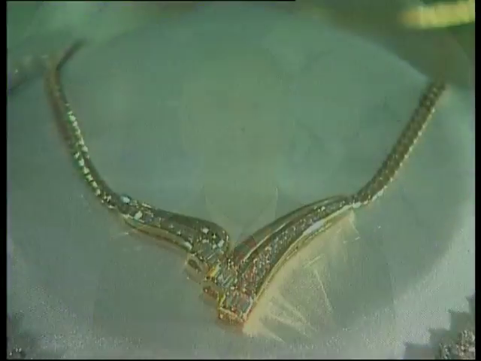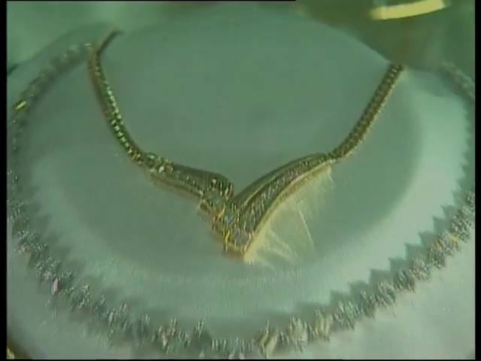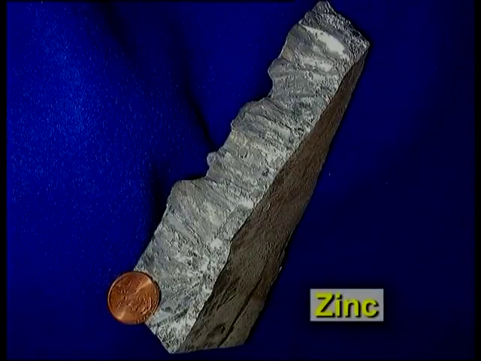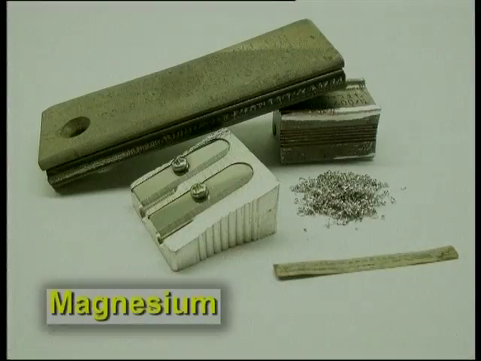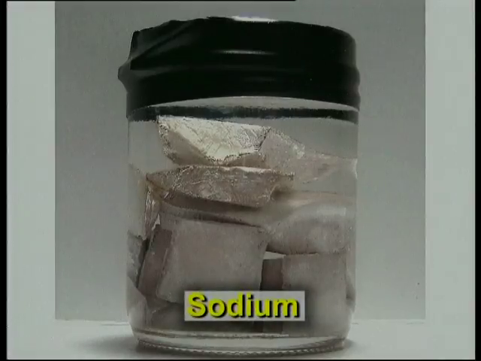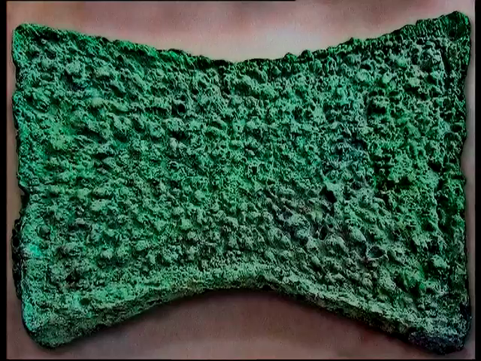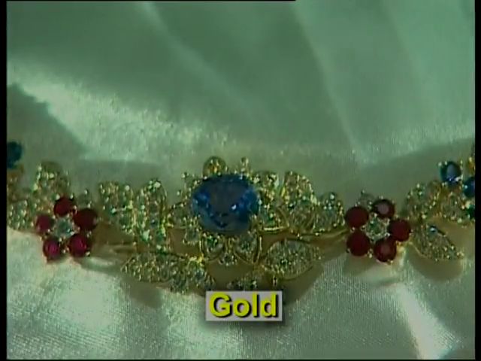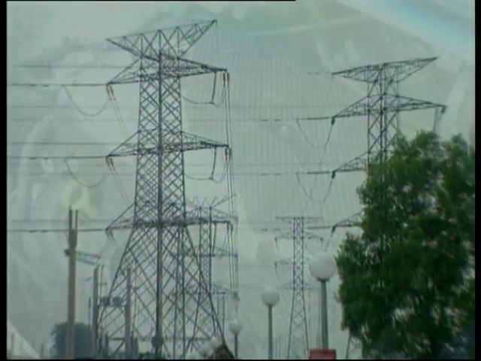The mineral elements can be classified into two main groups, which are metals and non-metals. Metals are extracted from the mineral ores found within the Earth's crust. A metal is an element with a surface that is shiny, ductile, and malleable. Examples of metals are zinc, magnesium, sodium, iron, copper, lead, gold, and silver. They are good conductors of heat and electricity.